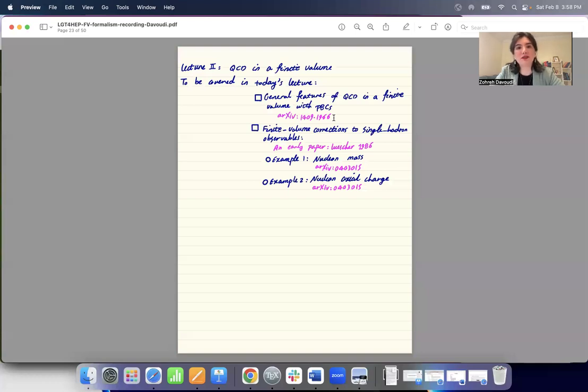We will talk about general features of QCD in a finite volume with periodic boundary conditions. And I'm going to talk about finite volume corrections to single hadron observables by focusing on the example of nucleon mass. And then I'm going to have an exercise for you all on how to calculate corrections to the nucleon axial charge in lattice QCD calculations in a finite volume.